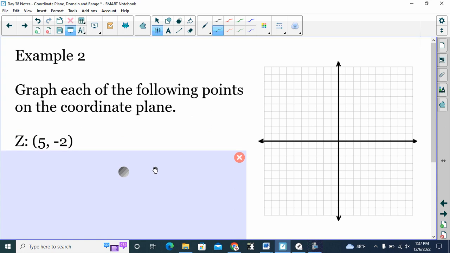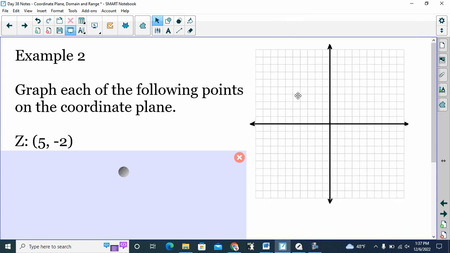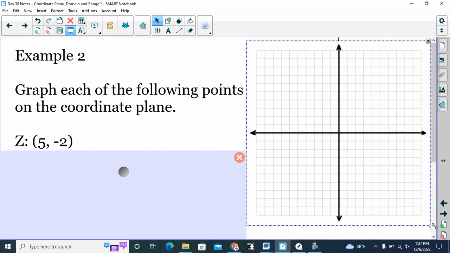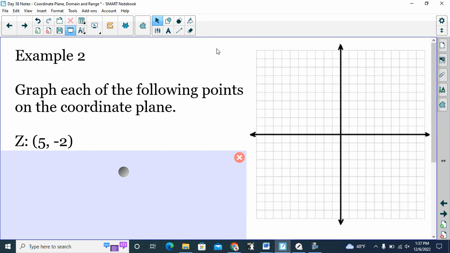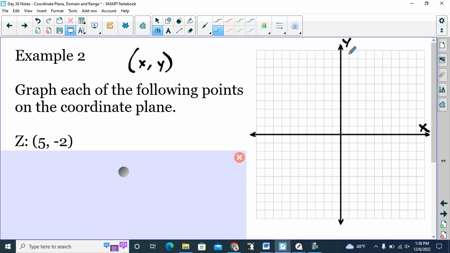It starts with point Z. Point Z is at the point 5, -2. Remember, when I am writing an ordered pair, it is x comma y. Also remember that the x-axis is the horizontal one, the side-to-side one, and the vertical axis is y. So I need my x to be 5 and my y to be -2. That right there is point Z.